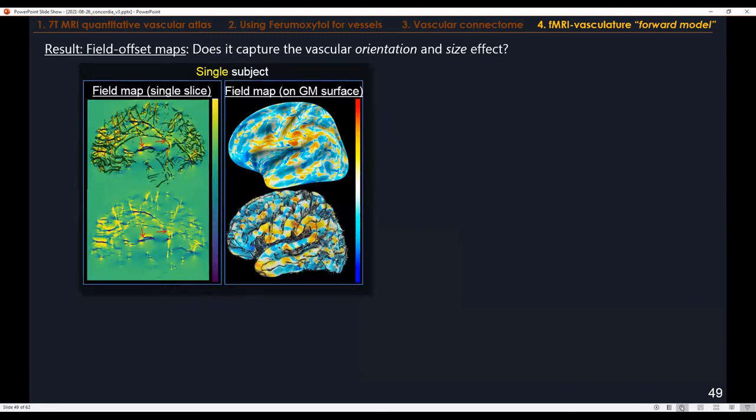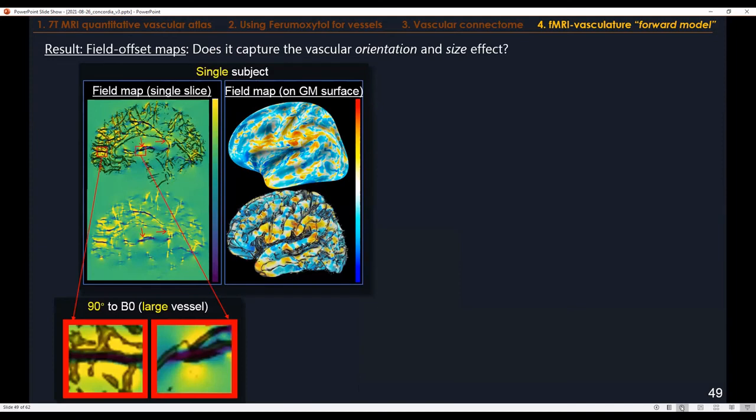Using this field map, we did this on all our atlas subjects, and here for a single subject we get the field map on a single slice on the left and the field map on the right projected on the gray matter surface alongside the vessels. If you look at the vessels that are perpendicular to B0, you can see that there's a large field offset surrounding those vessels.